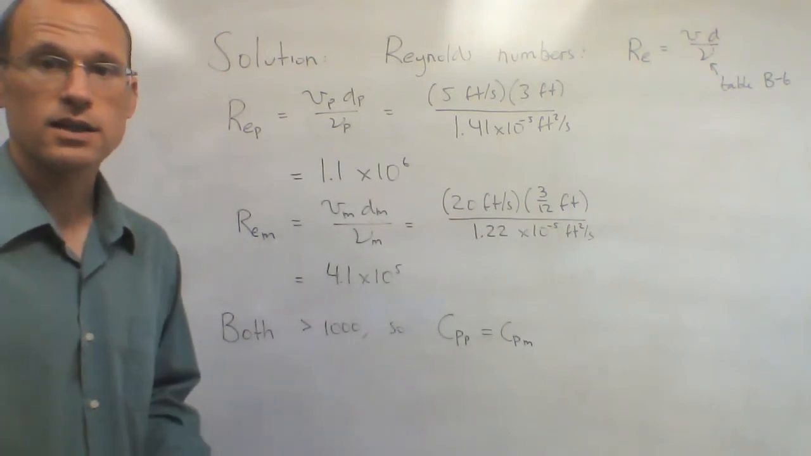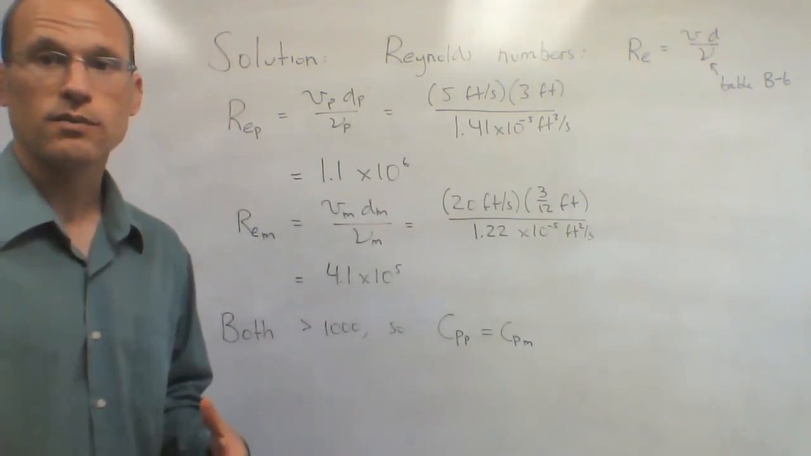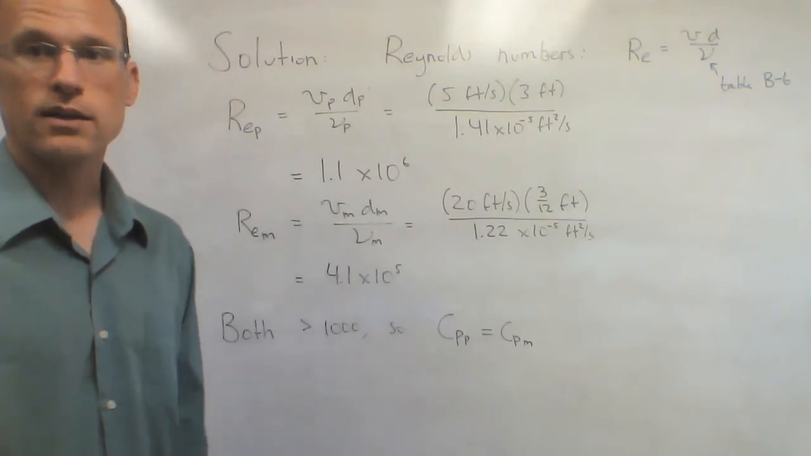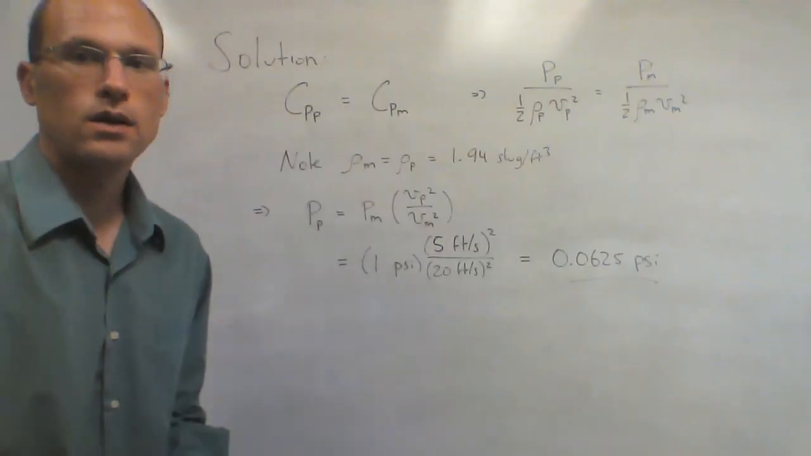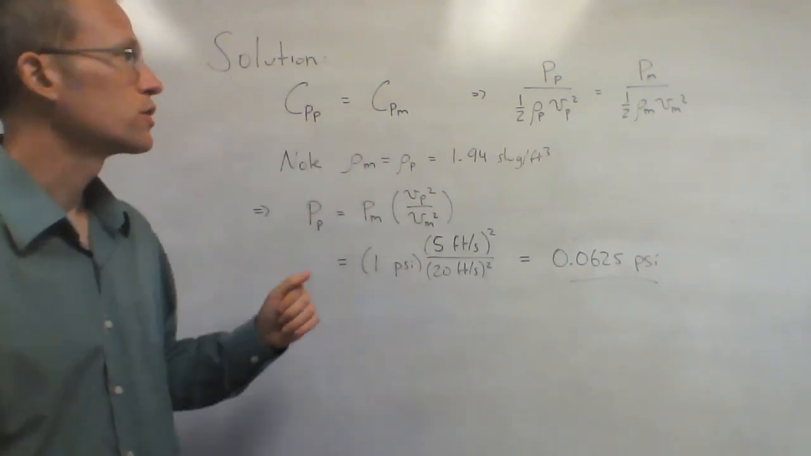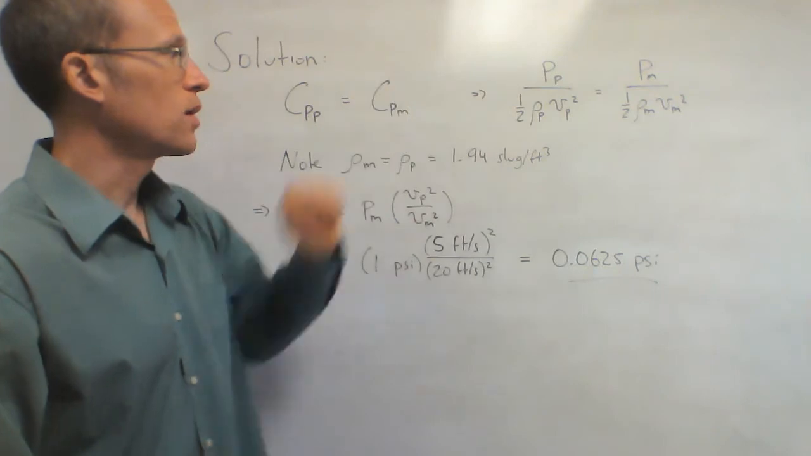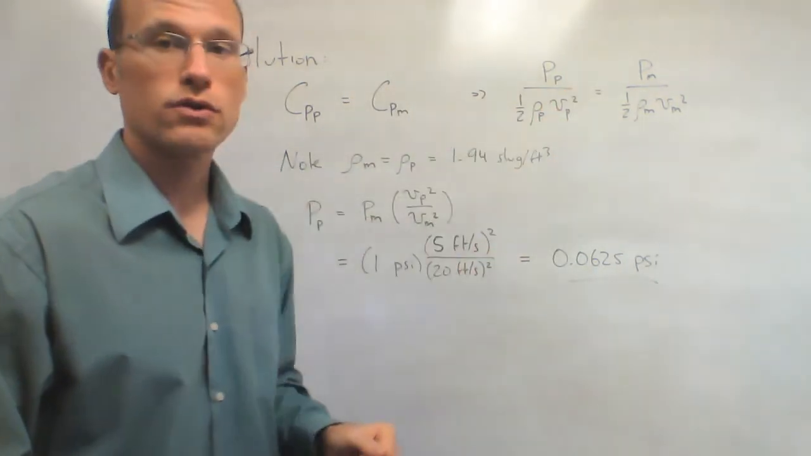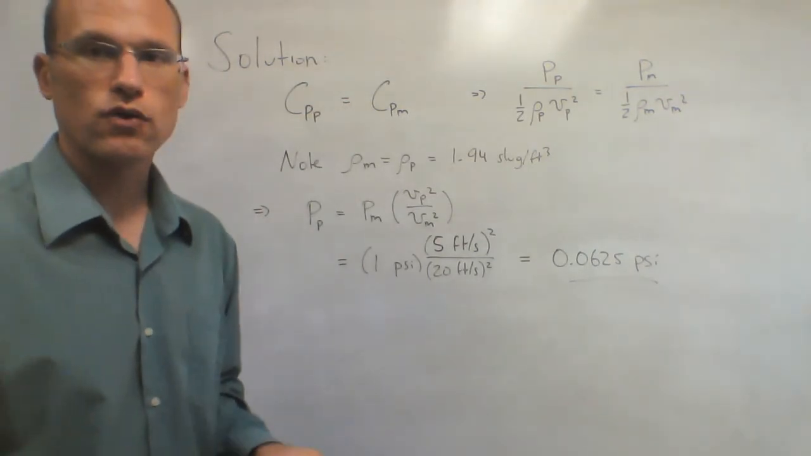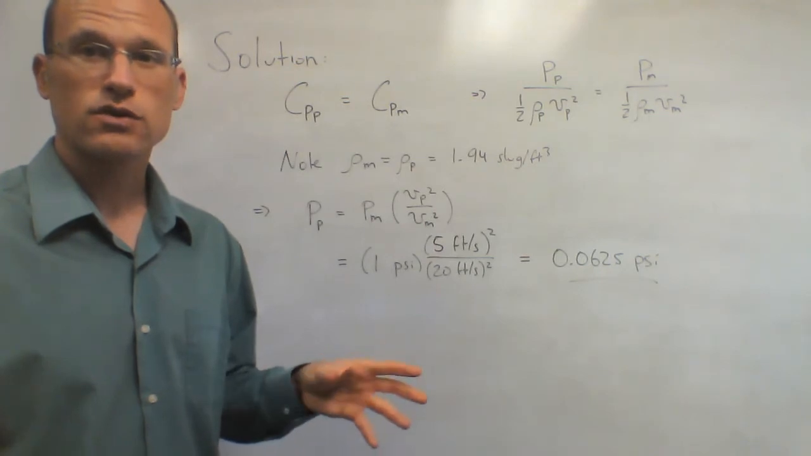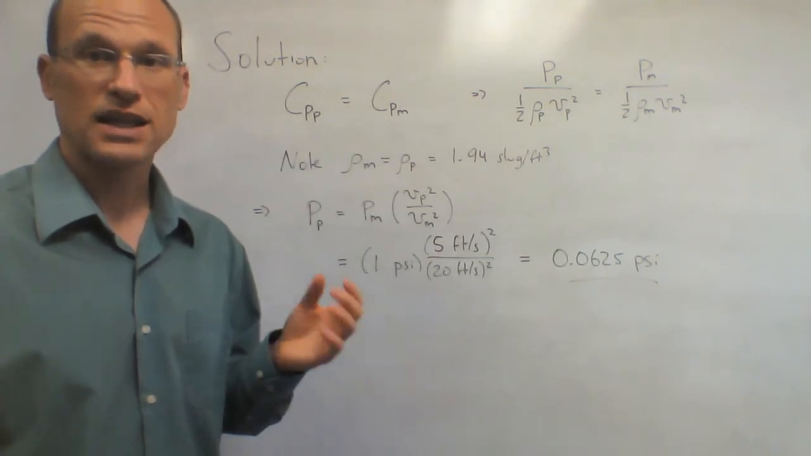So I can still say that CP for my model equals CP for my prototype, and I can find my expected pressure drop in my real pipe through that. So just like we did for the blimp, CP_p equals CP_m, or in other words, the pressure on my prototype divided by 1/2 rho v squared for the prototype numbers equals the pressure that I found in the model divided by 1/2 rho v squared.